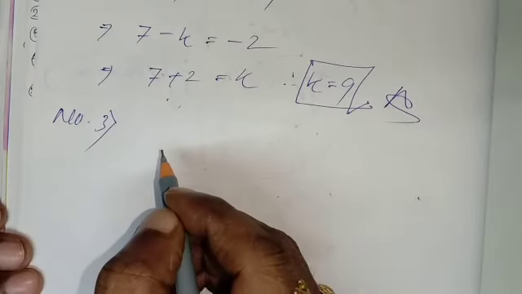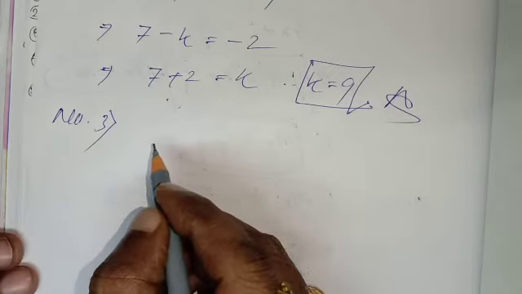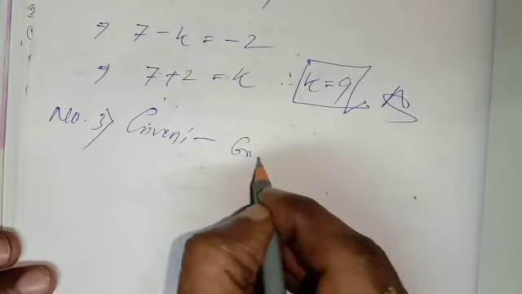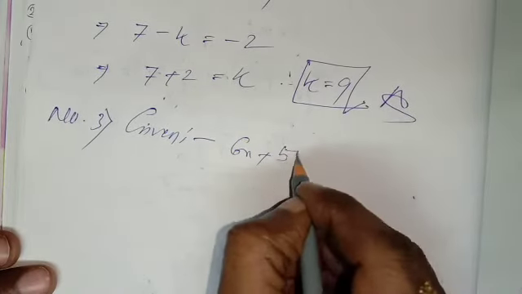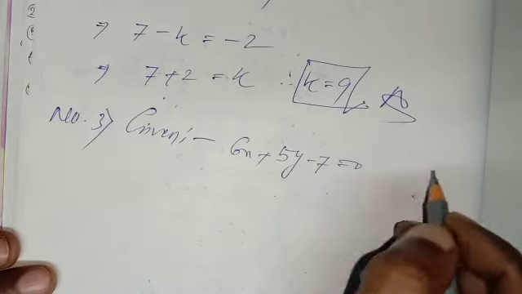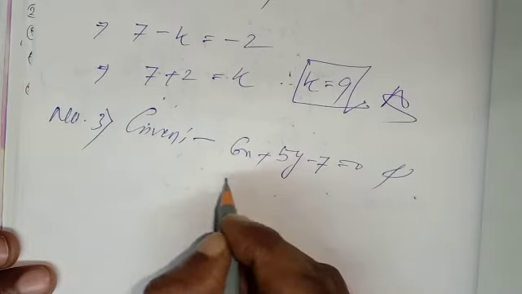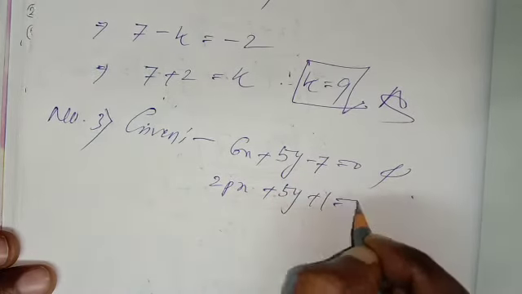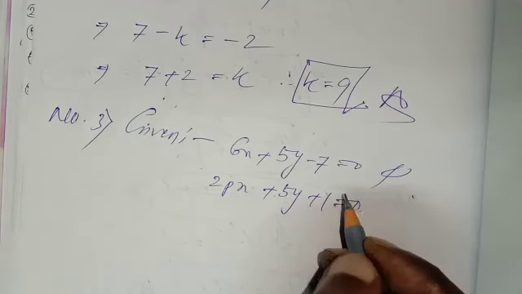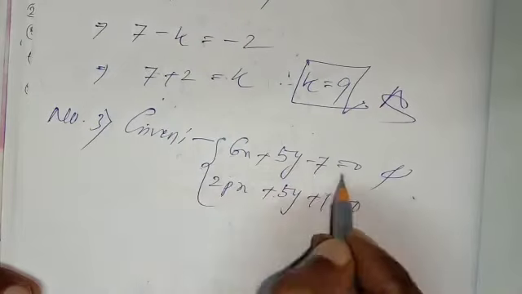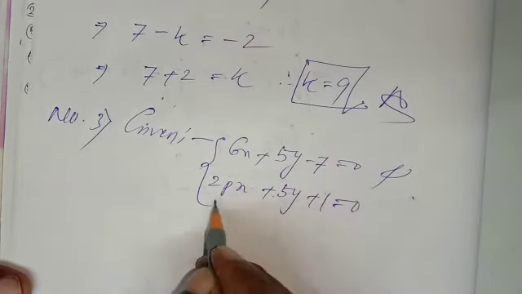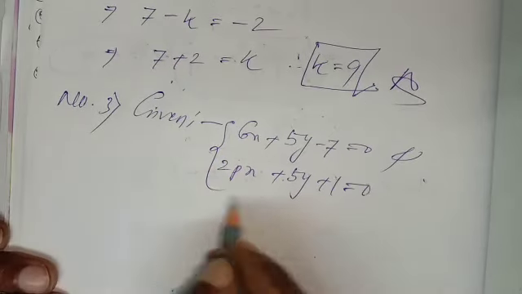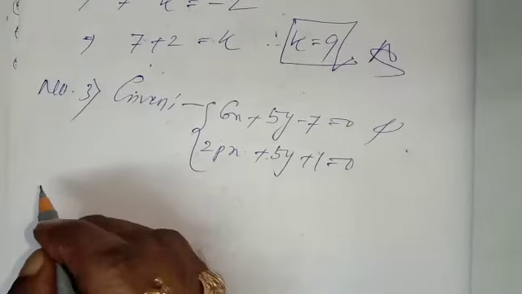Number 3 question: find the value of p for which the line 6x plus 5y minus 7 is equal to 0, and another line given, 2px plus 5y plus 1 is equal to 0, are parallel. You have to find out p. First line 6x plus 5y minus 7 equal to 0. Second line 2px plus 5y plus 1 equal to 0. They are parallel to each other, to find the value of p. So first you have to find out the slope of the first line.